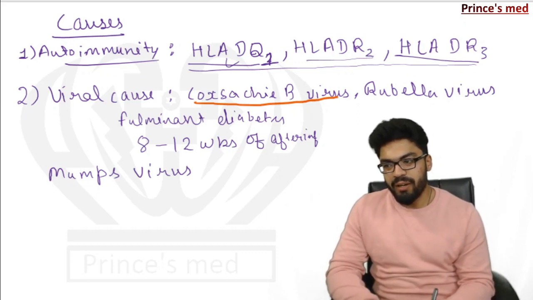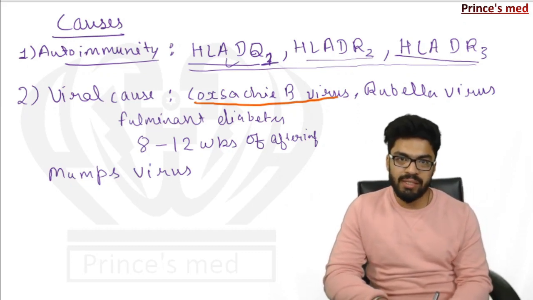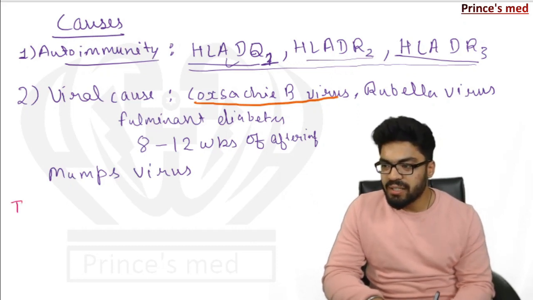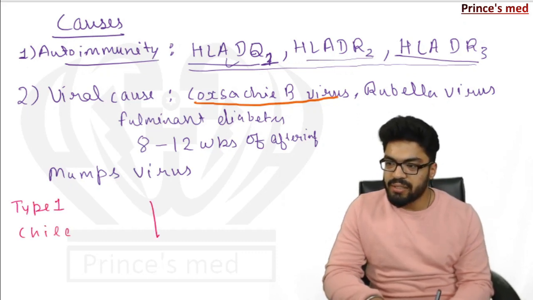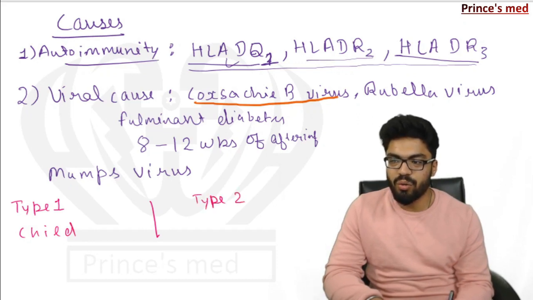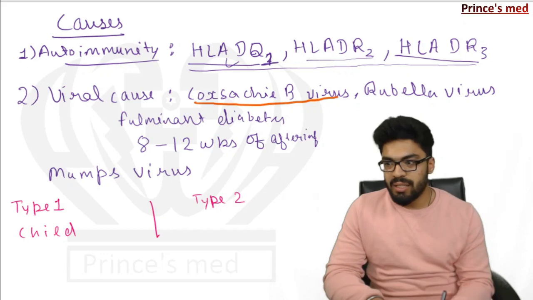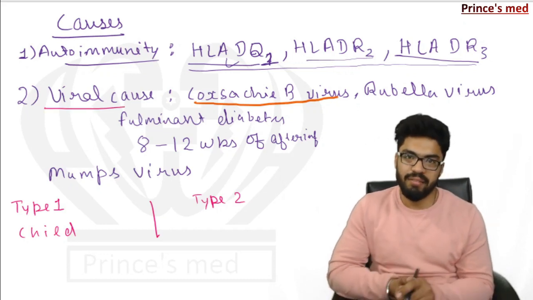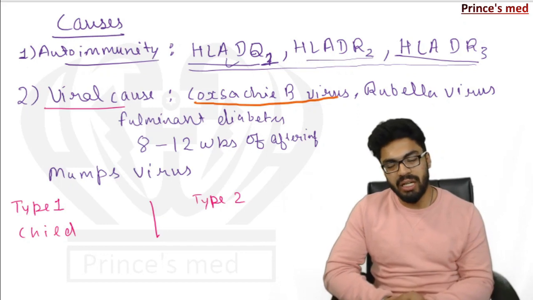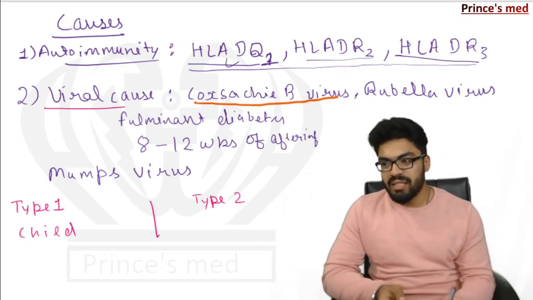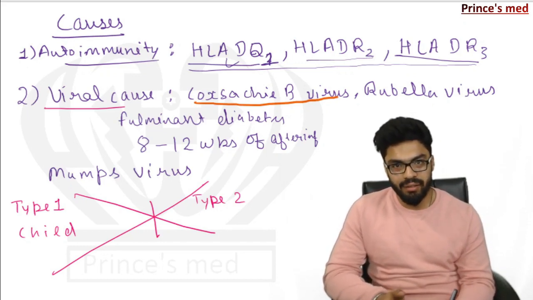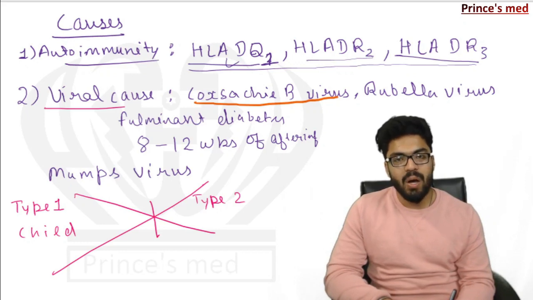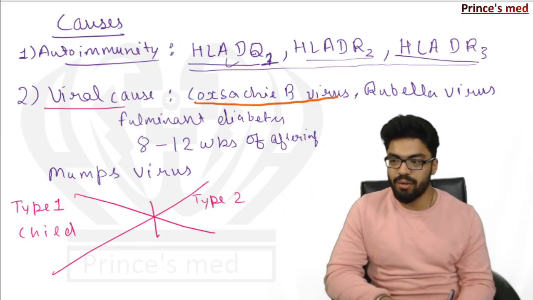Okay, due to these causes, in the past some students studied, and some teachers also taught, that type 1 is present in children and type 2 is present in adults or older people. Okay, but viral infection can occur in anyone, maybe in children, maybe in adults. That's why this is completely wrong. We can't take age as a criterion for dividing the types of diabetes mellitus.